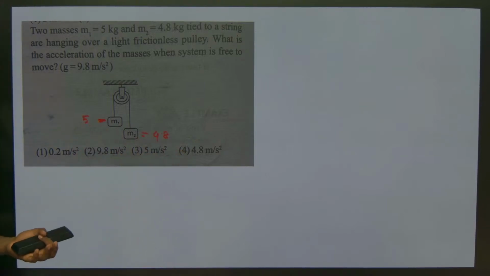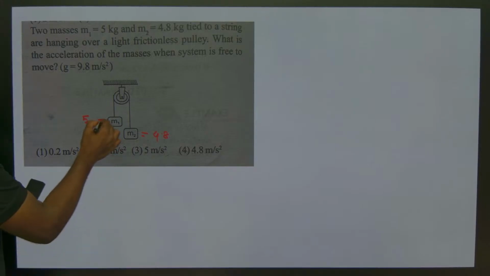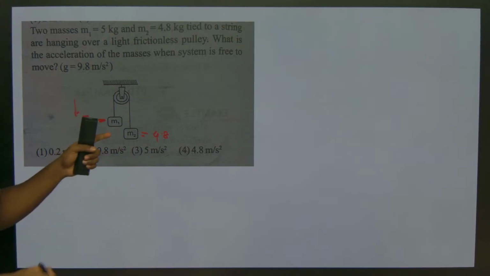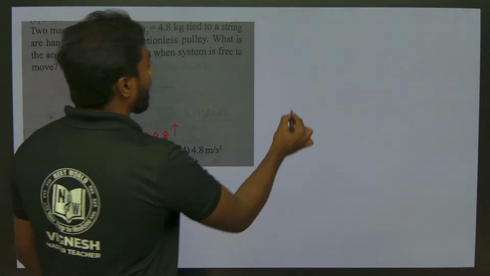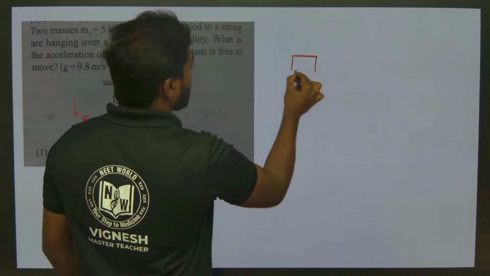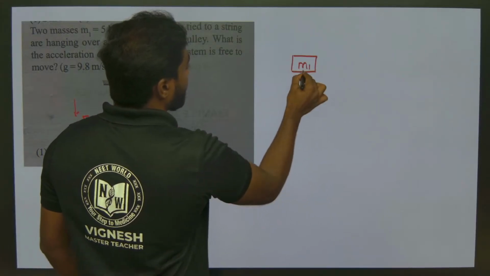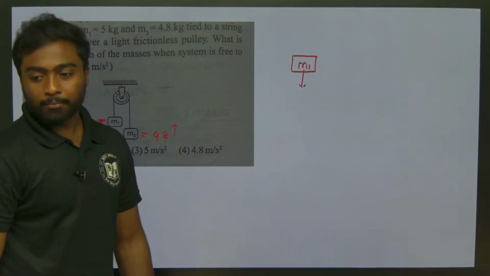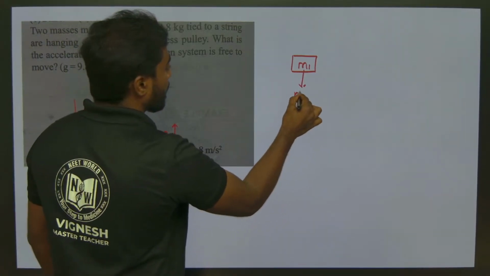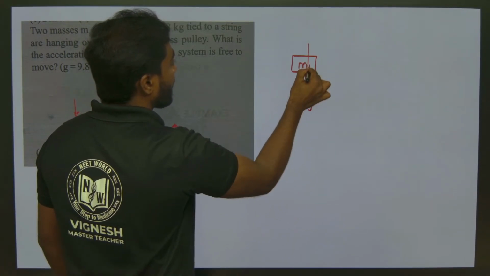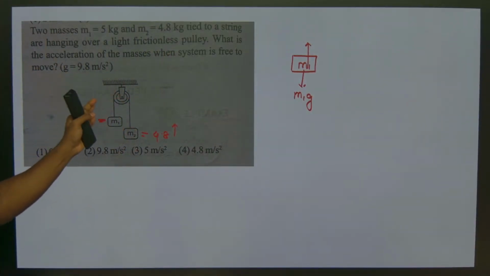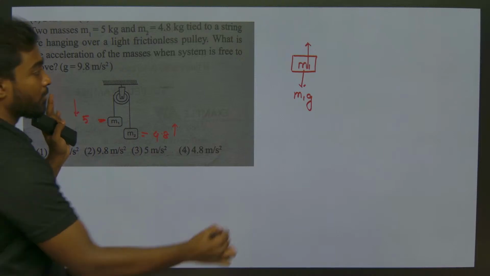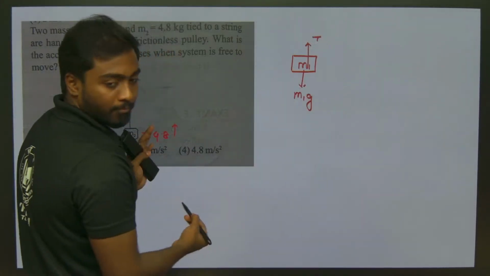In which side will the object move? Obviously the object will move downwards on the M1 side, and M2 will go upwards. Now the free body diagram: this is my mass 1, so the weight will be towards down, which is M1g, and the tension will be towards up. Is this a different rope or the same rope? It's the same rope, so the tension will be T.